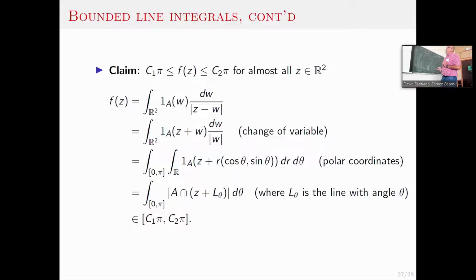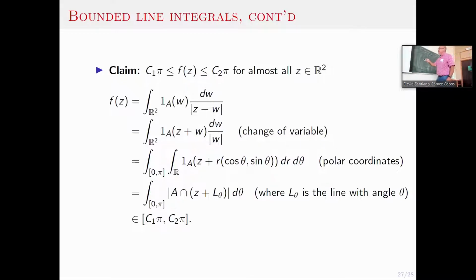What I'm going to show now is that this function is bounded everywhere, below and above. To begin with, I'll show it's bounded on the plane, and for this I will use the bounded line intersection property. I start with my function, which is given by this. Now let me change my variable: z minus w will be my new variable, and I write this in polar coordinates. So the 1 over r will go away, and I have 1_A at z plus r cosine theta, sine theta, r dr d theta. I let r take negative values, and I let my angle only go up to pi.